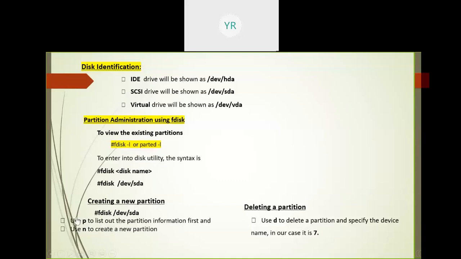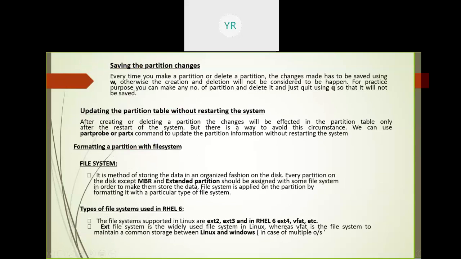After creating the partition, you need to save it, so you use the w command. If you want to delete a particular partition, use d in that editor. To save, use w. After that, you quit with q. It is just like vi, but it is exactly not vi.